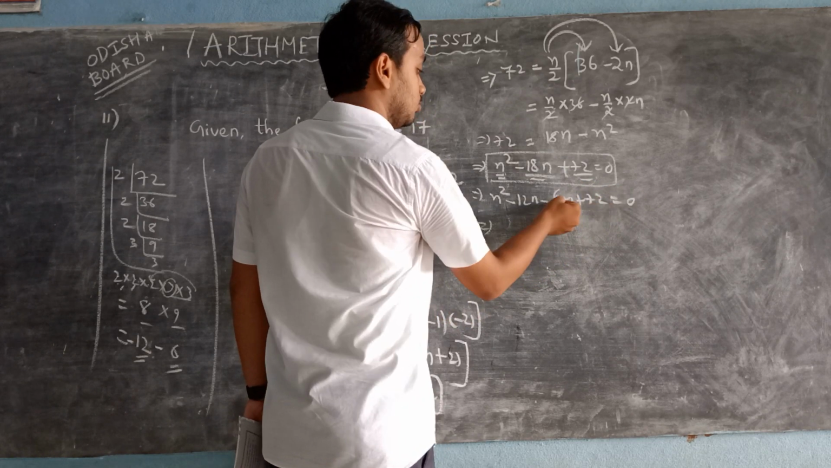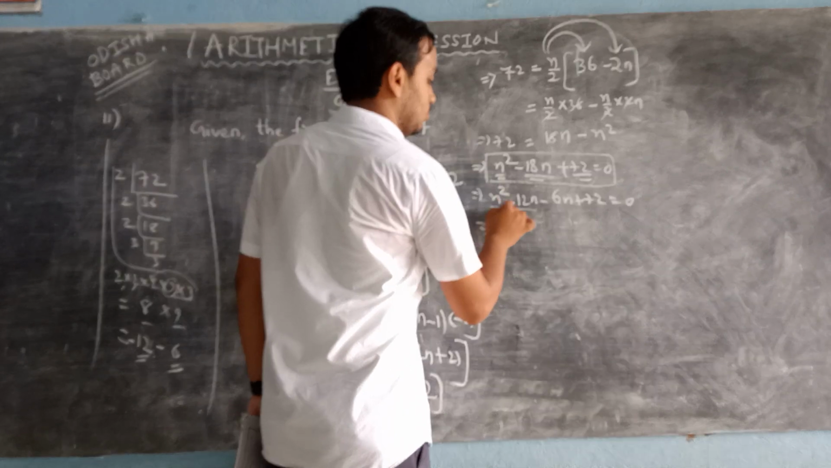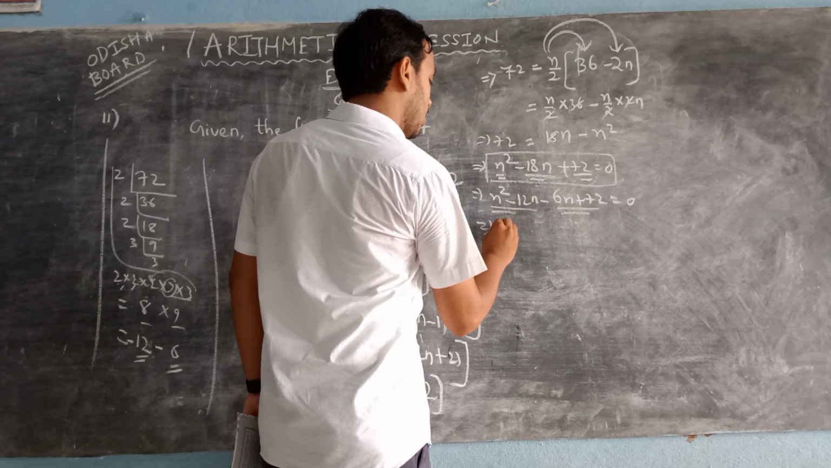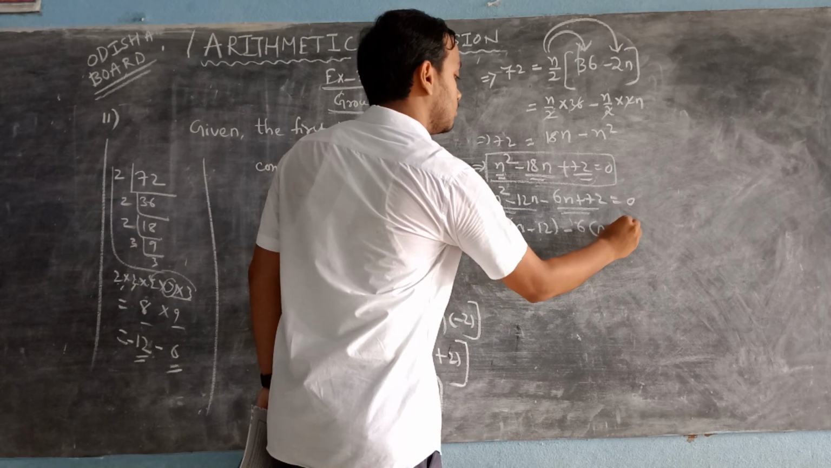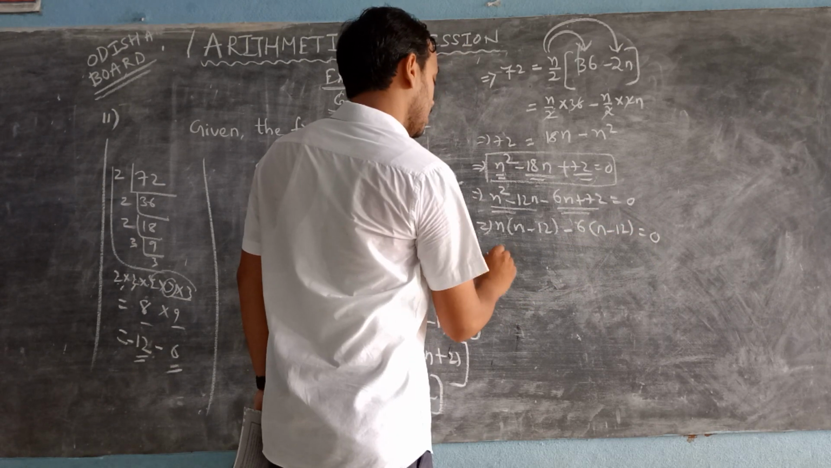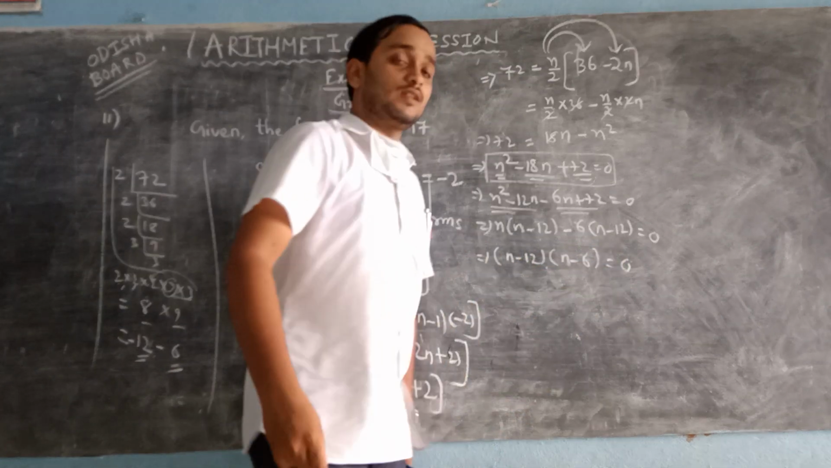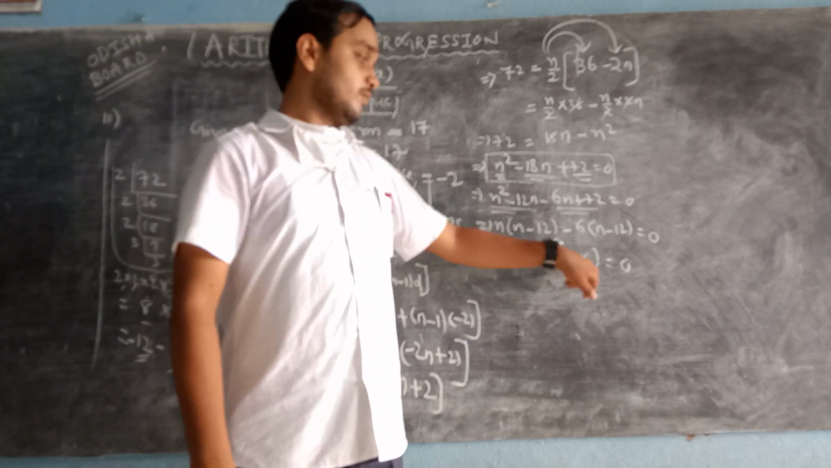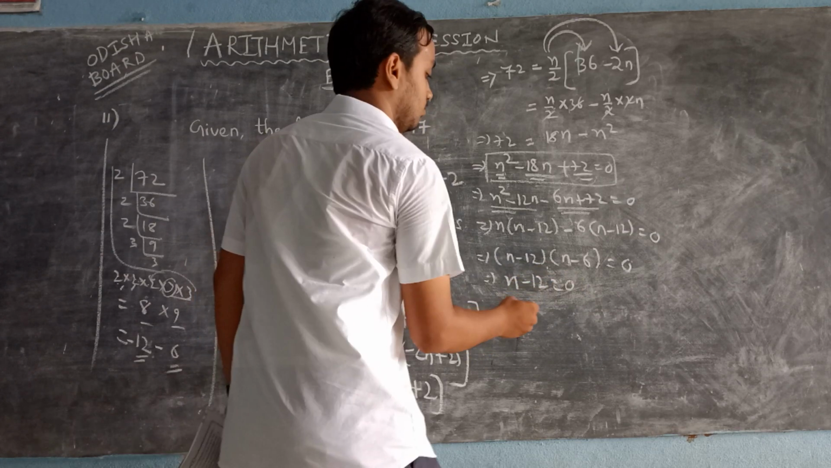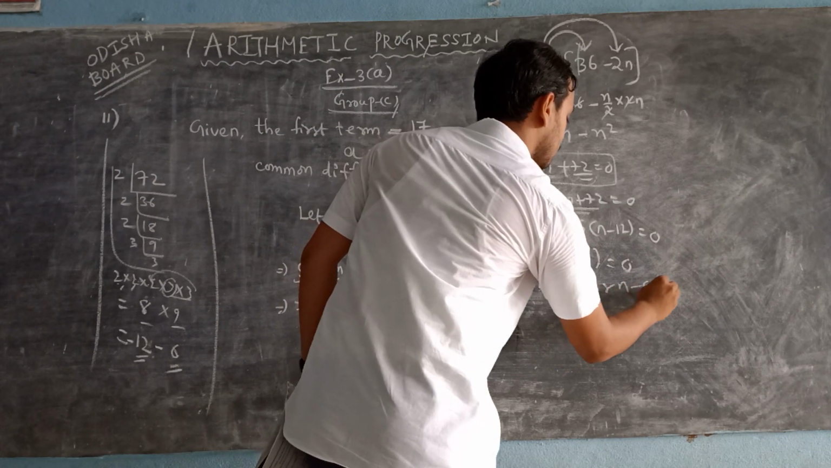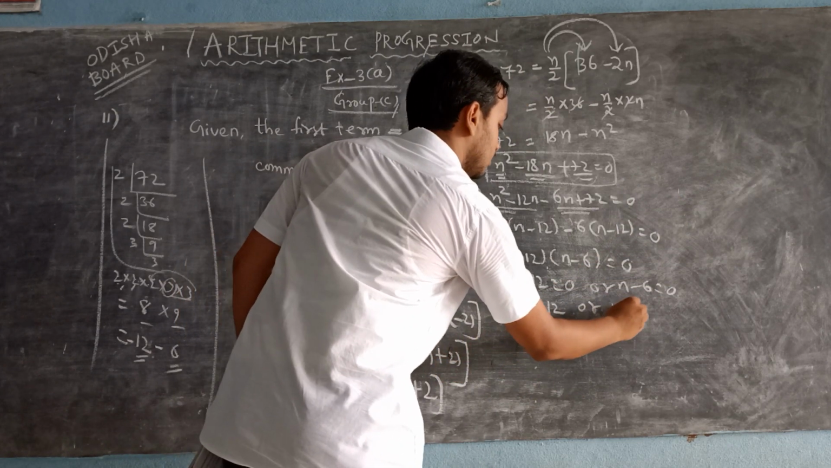Now 4 terms: 1, 2, 3, 4, there are 4 terms separated into 2 and 2. From this 2 take common n minus 12. From 6 n minus 12 is equal to 0. Take the common n minus 12, remaining n minus 6 is equal to 0. That means n minus 12 into n minus 6 is 0. Then if n minus 12 is equal to 0 or n minus 6 is equal to 0, that means n is equal to 12 or n is equal to 6.